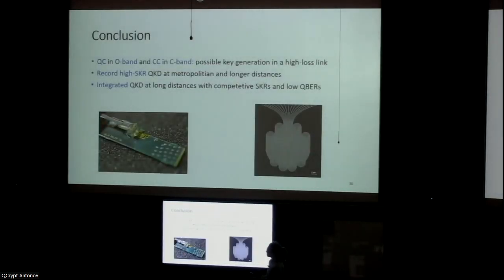So in conclusion, for the 3 experiments, we show that by placing the quantum channel in the O band and having the classical channel in the C band, we can generate keys in a realistic scenario. We also achieve record high secret key rates and manage to integrate this QKD system at longer distances with competitive secret key rates and QBERs.